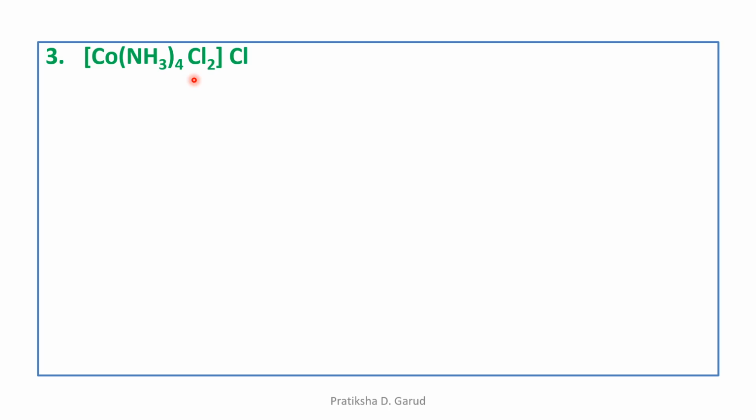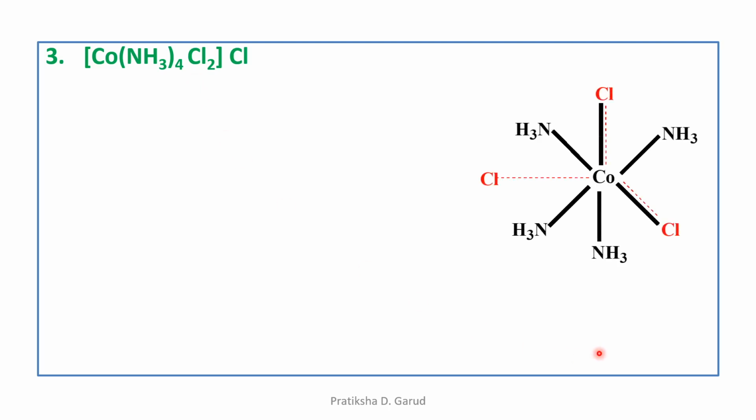So let's see the structure. This is the structure of this complex. So we are having the cobalt, which is a central metal atom, and it is directly bonded to 1, 2, 3, 4, total 4 ammonia molecules. That means it is satisfying the secondary valency. They are non-ionizable, shown by the thick line. Then only 1 Cl, which is shown by the dotted line. That means it is satisfying the primary valency.